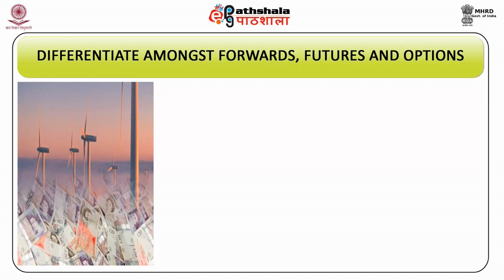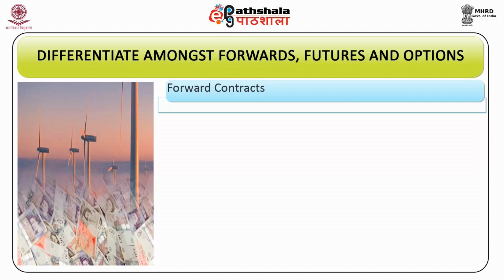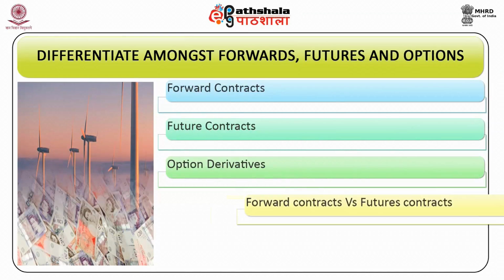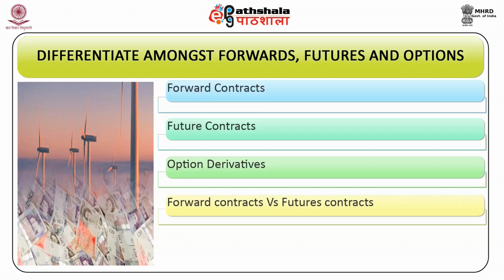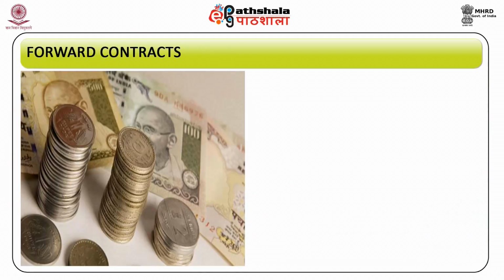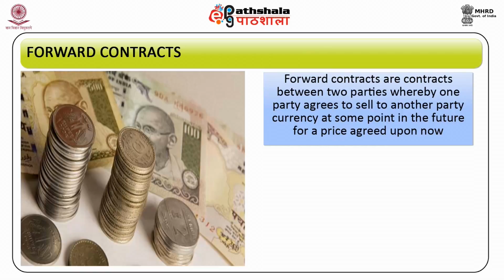Differentiate amongst forwards, futures and options. The forward contracts, future contracts, option derivatives, forward contracts versus future contracts, futures versus options derivatives. Forward contracts. Forward contracts are contracts between two parties whereby one party agrees to sell to another party currency at some point in the future for a price agreed upon now.